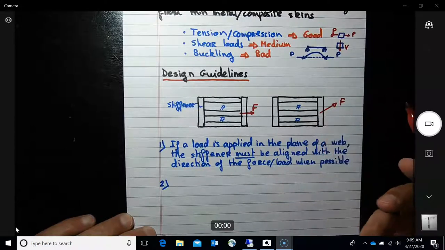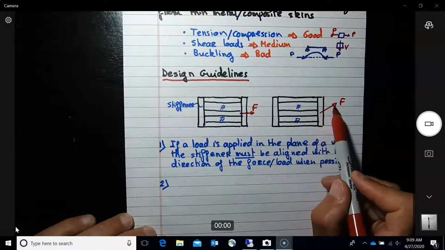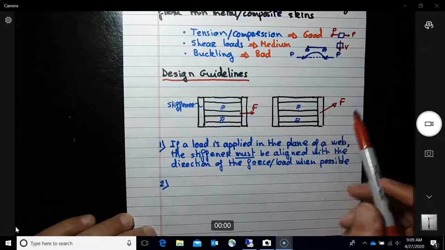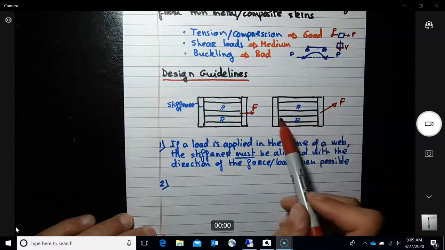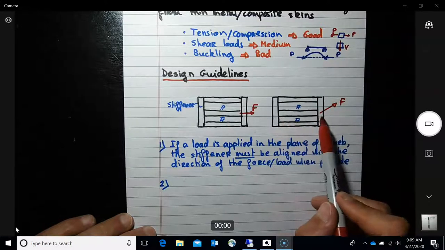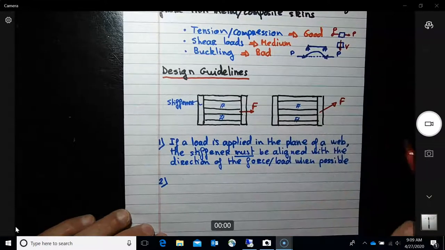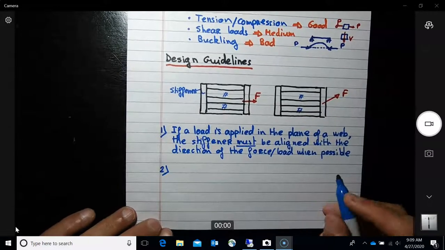So in this case, the best design is that you need to have one component that will resist the load in the y direction, which in this case would be this one here. And you need another element or another stiffener that will resist the load in the x direction, so it would be this one over here. So you see, that's it. You just need to use common sense.